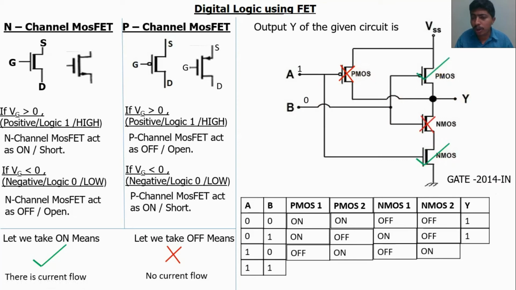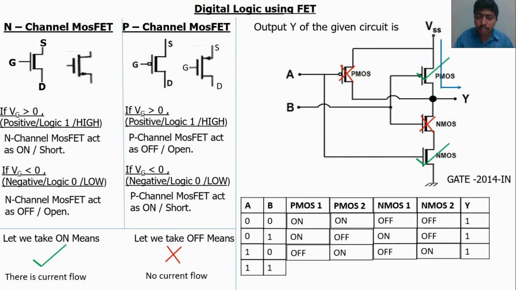Now check the output Y. Output current will flow from source to load through PMOS 2. There is no way for current to flow from source to ground because NMOS 1 is off. So output Y is equal to 1. Remember that if current flows from source to ground, the maximum current will flow, and only a very minimum current will flow from source to load. In that case, the output will be 0. Here NMOS 1 is off, so there is no way for current to flow from source to ground. So output Y is equal to 1.